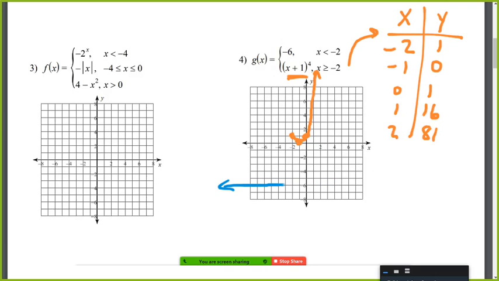And then I'm going to put an open circle here so that the person reading the graph knows that if I do g of -2 and I look at the graph, it's not equal to -6, but it is equal to 1. So that'd be the graph of something like this.